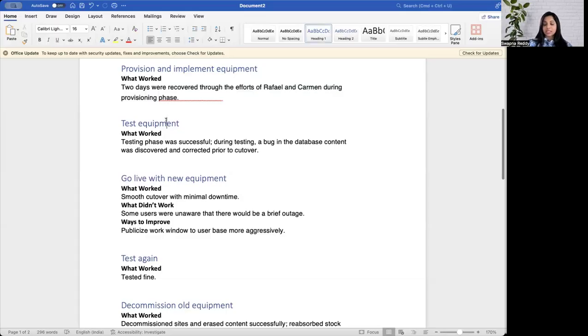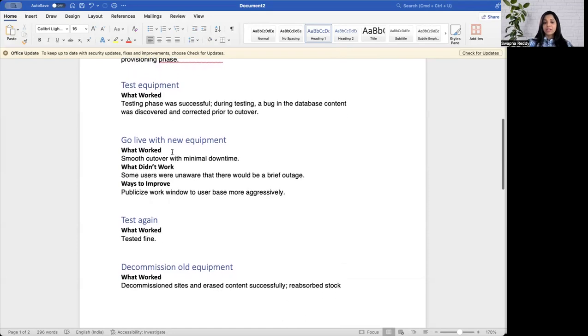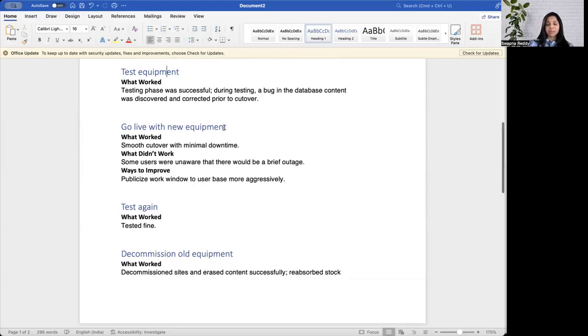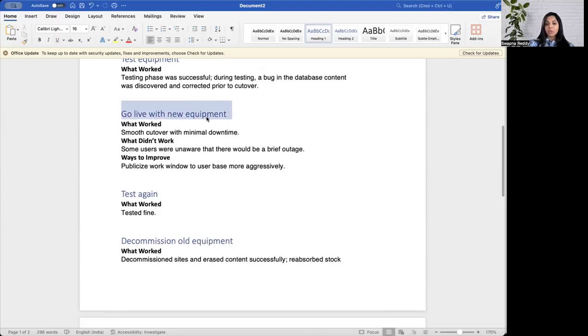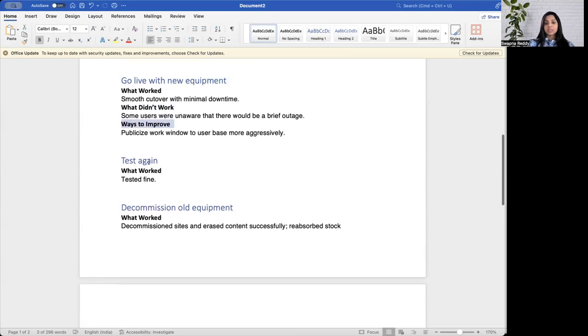The next phase, test equipment. What worked in this scenario, right? Having planned with a proper framework approach, the testing phase was successful. At the same time, I was able to test the integrity of any database content that was discovered, right? The bugs, what it takes to fix the issues, right? To cut over from a timeline point of view and go live with the equipment, again, what worked, what didn't work, ways to improve, right? Test again.